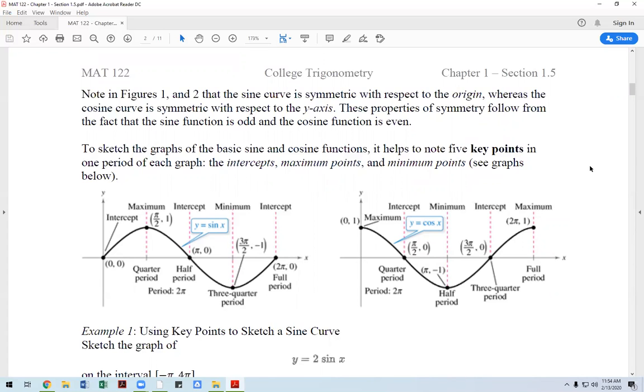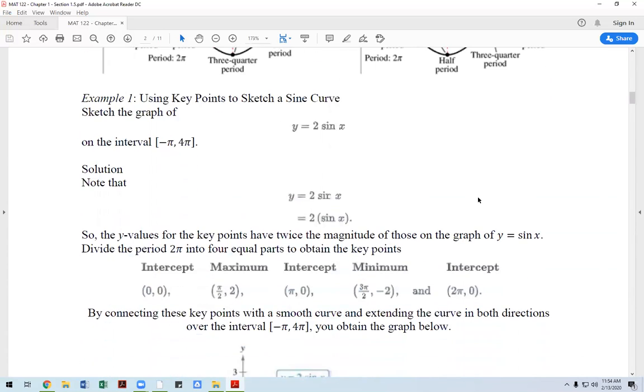So let's take a look at, if you have a function like this, how would we calculate these key points and help us come up with a graph? So we're looking at basically just 2 times sine of x. Now you guys should remember transformations that we had done in college algebra. So do you remember what that 2 will represent? Say that one more time. Yeah, it stretches it, right?